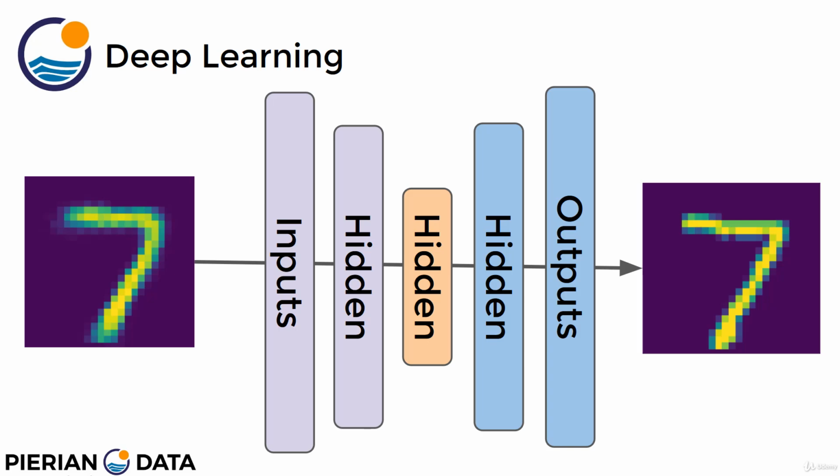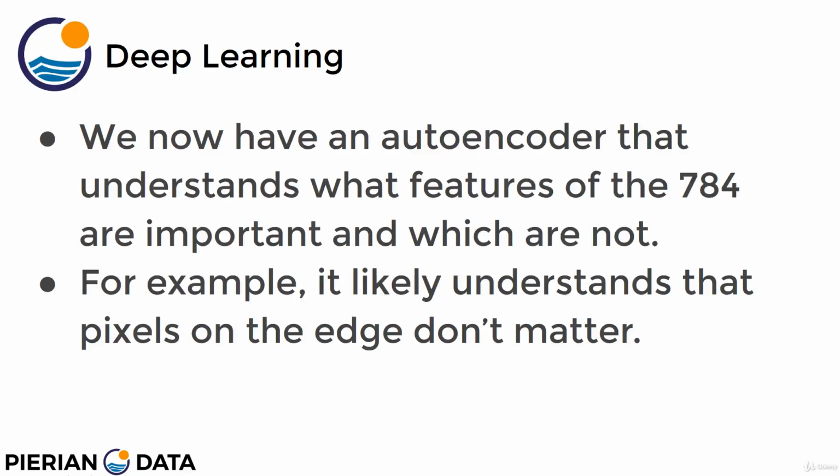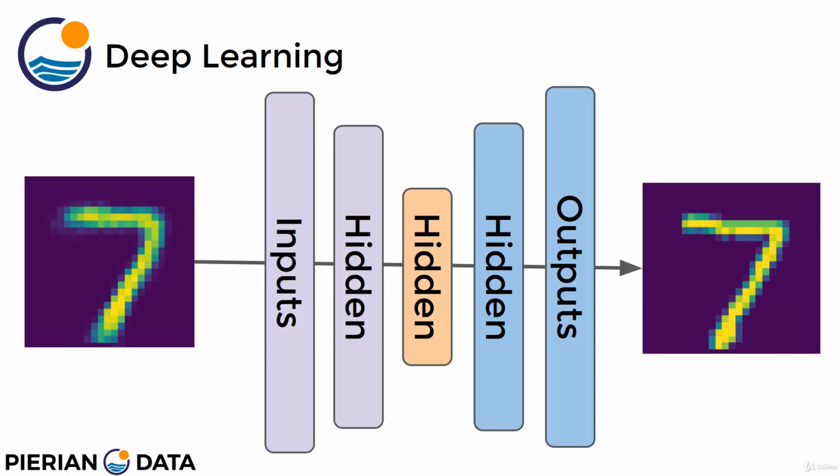Recall that those hidden layers get smaller and smaller. So it's going to have to learn which pixels are actually important for identifying an image in order to reconstruct it as the output. Then we would have an autoencoder that understands what features of the 784 pixels are important and which are not. For example, it will likely understand that pixels on the edge don't really matter. In fact, if we take a look at a variety of the MNIST digit images, you'll notice that the very first couple of rows at the top, and really all the pixels around the edge, usually don't contain any useful information because all these numbers are centered in the image. So hopefully the autoencoder would learn that those particular pixels are not very valuable.